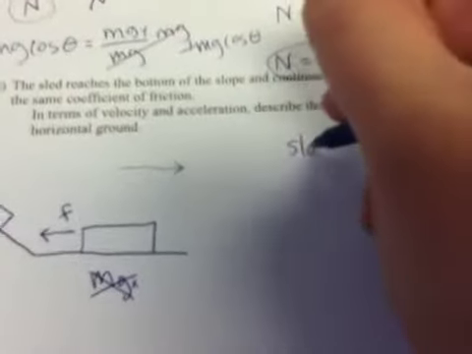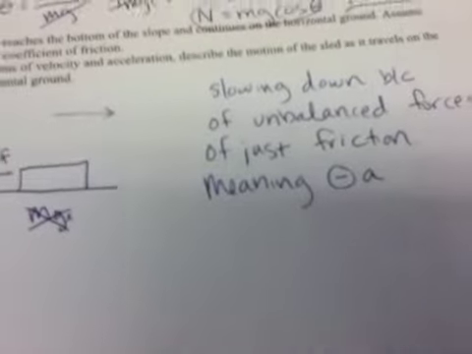And so we see that now this is no longer going at a constant velocity. This is going to be slowing down because of the unbalanced forces, because we see that now there's only the x direction of just friction, meaning we have a negative acceleration, because it's slowing down.